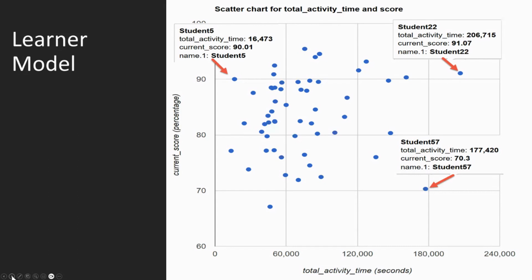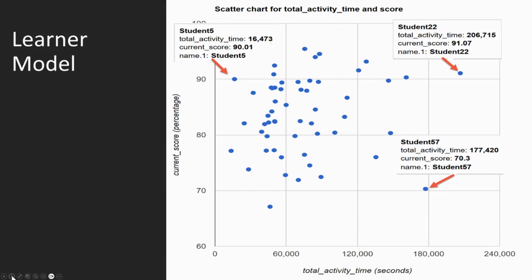As you can see, student 5 has a current score of 90.1, and student 22 has got 91. Similarly, student 57 has scored 70%. So what is the activity time? The total activity time of student 22 is 2 lakh-odd seconds, but student 5 has just 16,000 seconds. So when I compare student 5 and student 22, student 22 is a slow learner but wants to learn perfectly. But student 5 is a fast learner and also answers pretty accurately.